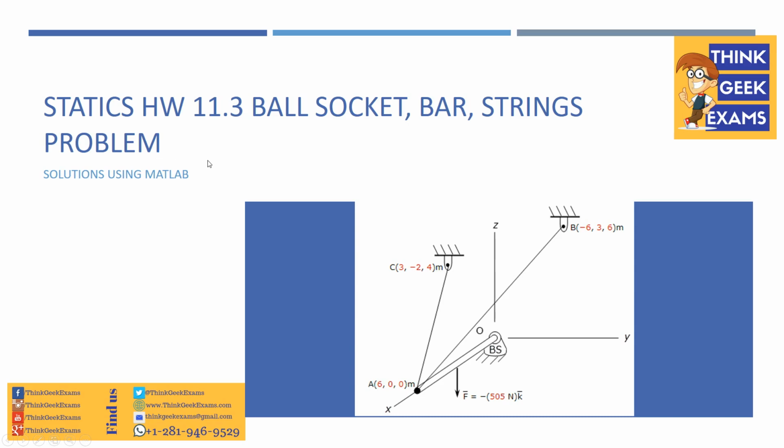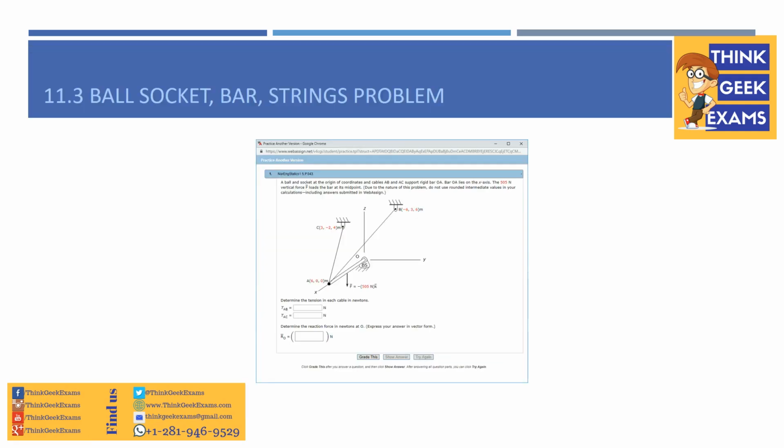Hi, so this is the statics homework number 11.3. This has to do with a ball socket, a bar, and some strings, as you can see in this picture. So this describes a problem here. There is a ball socket here, BS. There is a bar here from O to A, and there's a force that's coming downwards at 505 newtons in the negative K direction, and there are two strings that are attached to points B and C. The coordinates of A, B, and C are given, and the force F is being applied in the midpoint of O and A. So these are given.